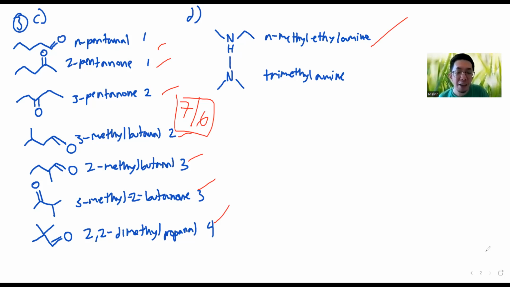N-methyl amine. So, N-methyl ethylamine. And then you also have trimethylamine. So, 2 out of 2. Record ko lang muna, Josh, ha? Para sure tayo.